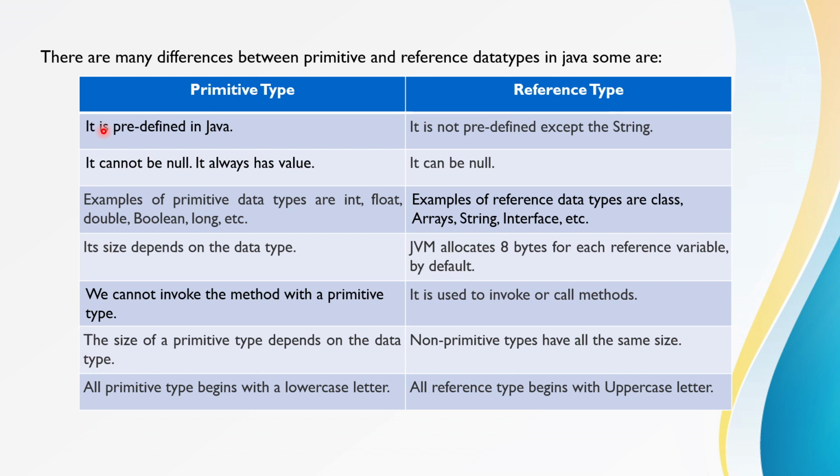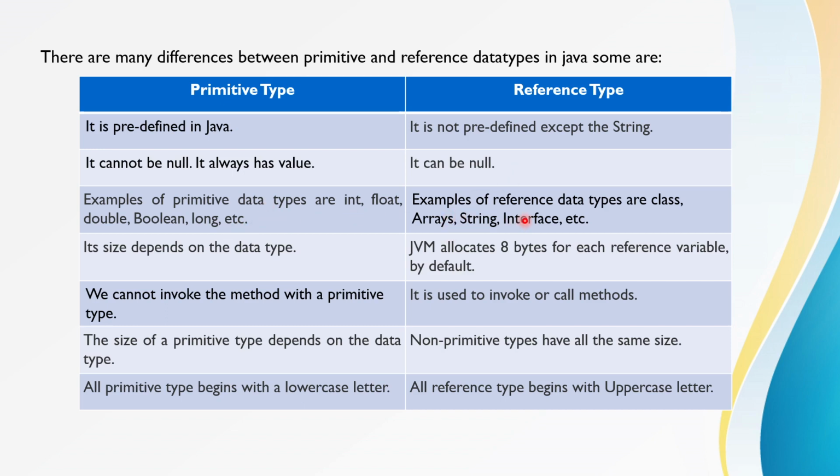Yeah, there are many differences between primitive and non-primitive data types in Java. I have listed the topmost options here. When it comes to primitive data types, they are predefined in Java. Non-primitive types are not predefined, except String. A primitive cannot be null, it always has a value. A non-primitive can be null.